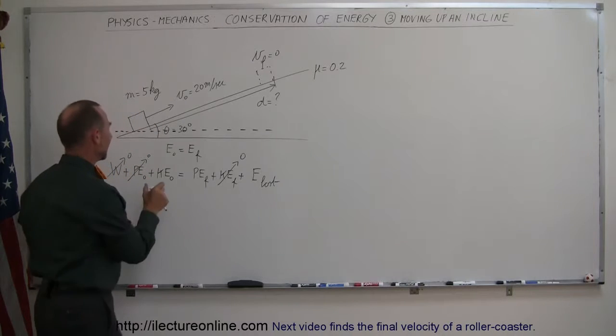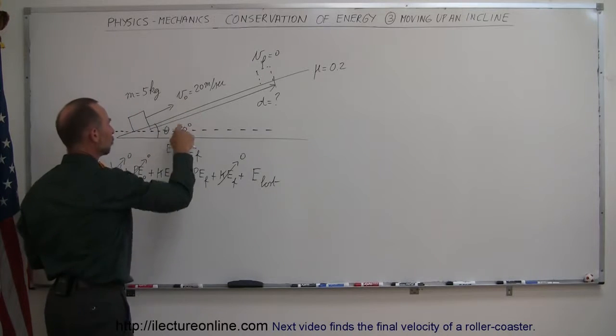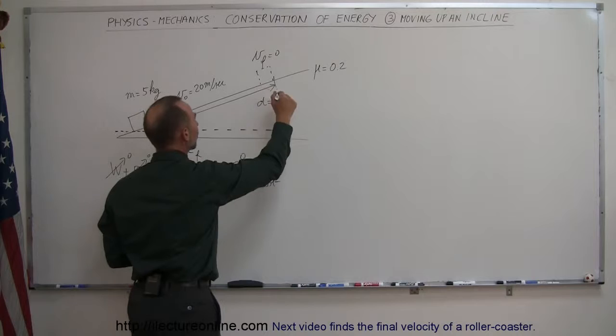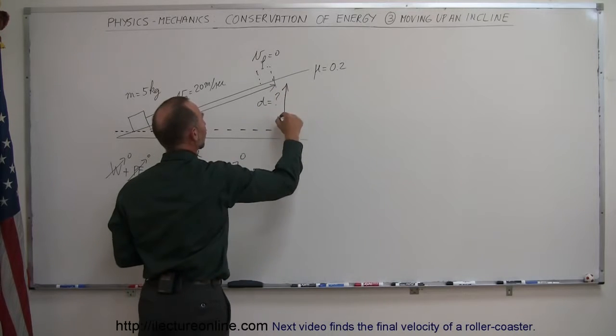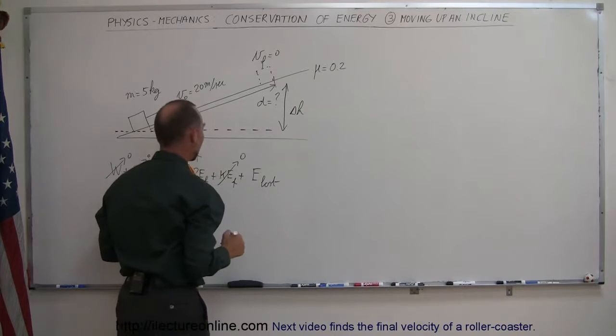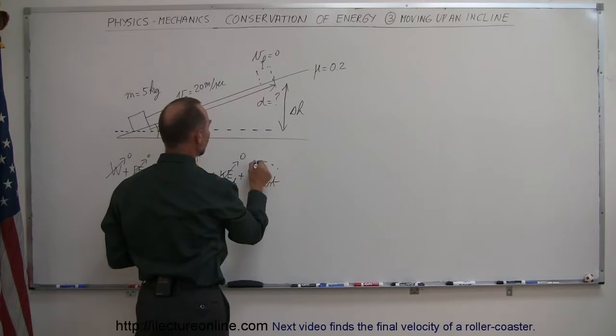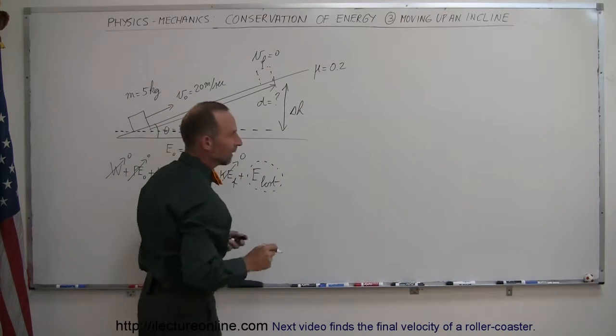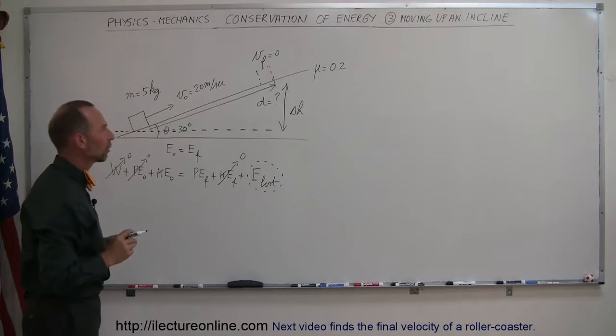So we have initial kinetic energy because it has motion. It will have final potential energy because it will have gained height. So there's going to be an increase in the height. And then there's going to be energy lost because there's friction. And so we have to take that into account.